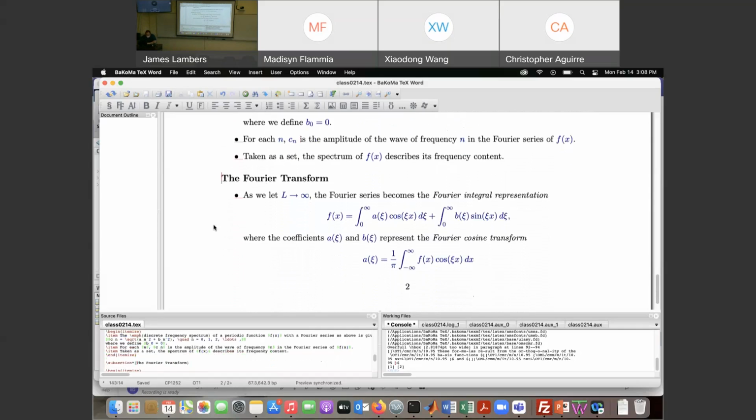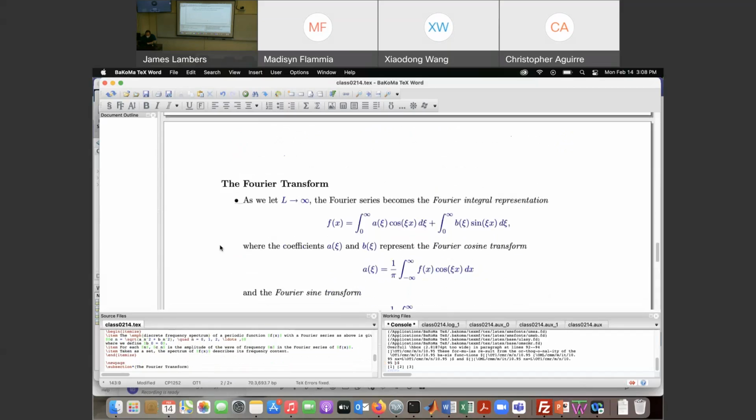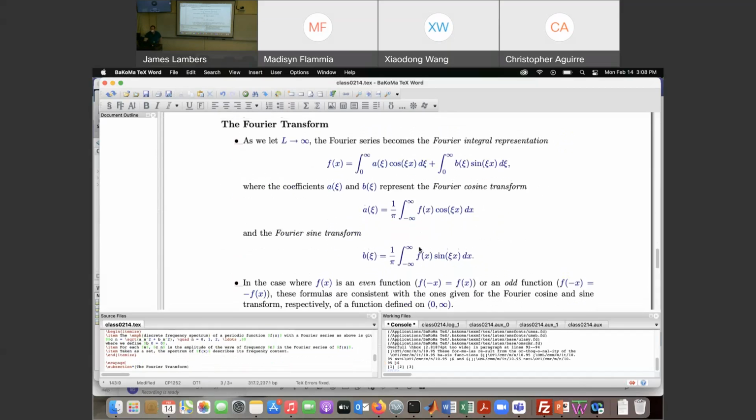I think I'll put this on a new page. Okay. So here we have similar formulas for A and B, but A and B are now dependent on a continuous variable c instead of a discrete index n. And you're integrating from minus infinity to infinity, and you have a scaling factor of 1 over pi now.